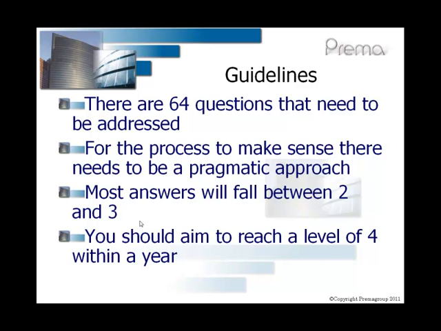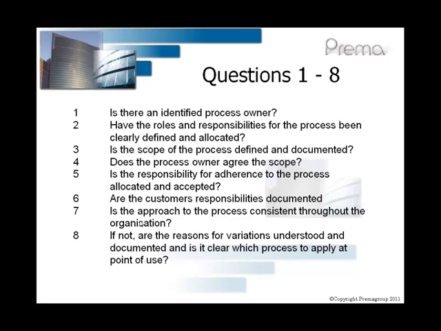So let's have a look at some of these questions. On this demonstration, I'm not going to show you 64 questions, but I am going to give you an extract, an example of what these questions are like. Number 1. Is there an identified process owner? Number 2. Have the roles and responsibilities for the process been clearly defined and allocated? Number 3. Is the scope of the process defined and documented? Number 4. Does the process owner agree the scope? Number 5. Is the responsibility for adherence to the process allocated and accepted?